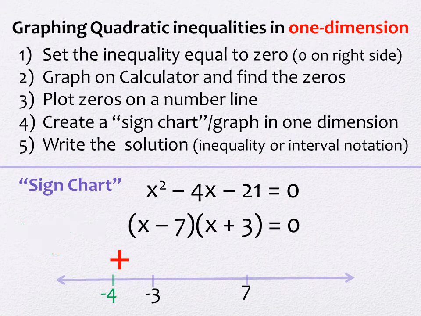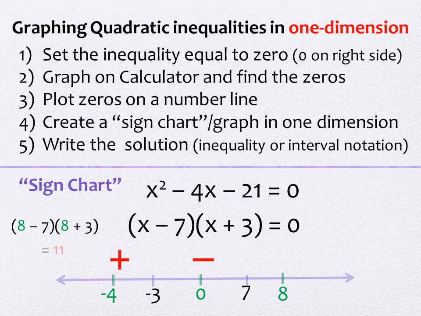Now picking a value between negative 3 and 7, an easy one to plug in, would be 0. If I plug in 0 for my factored form, I get negative 7 times positive 3. The important thing is that it yields a negative number. So any value between negative 3 and 7 will output a negative number. So we put a minus sign in between that interval. The next thing is let's pick a value greater than 7. So for example, 8. If we were to sub in 8 for our function, we get 8 minus 7, which is 1, times a positive 11. So we get a positive times a positive, which gives me a positive number. So any value greater than 7 will create a positive value, so we put a plus sign above that interval.